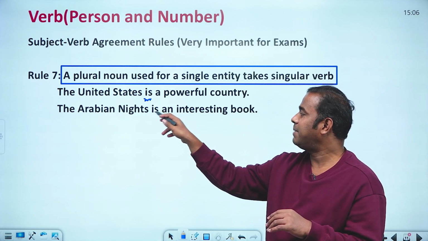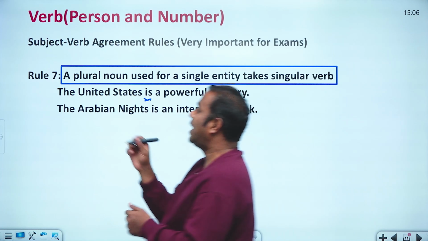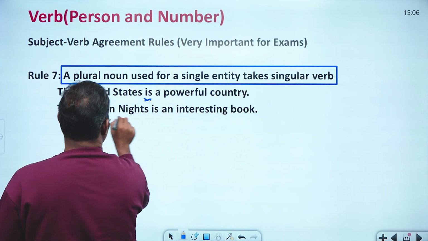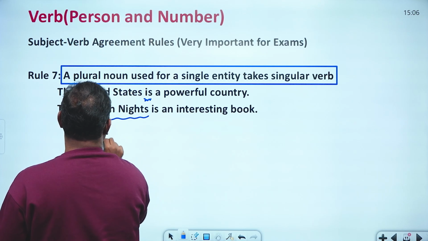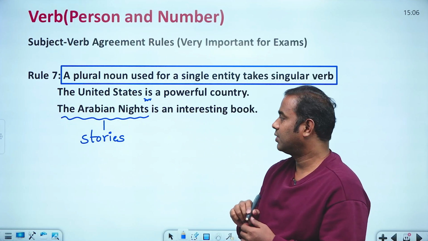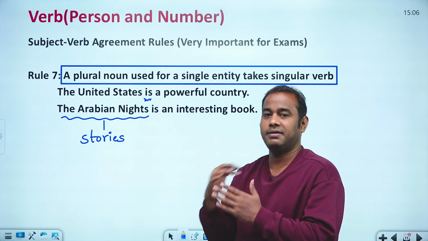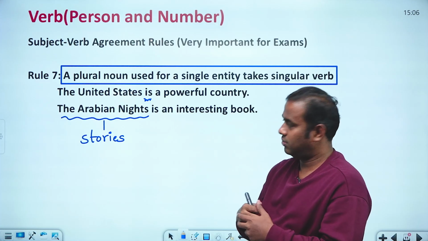Likewise, Arabian Nights. Arabian Nights is an interesting book. What do you mean by Arabian Nights? Arabian Nights is basically a collection of a lot of stories. It's not a single story. It's a collection of all the stories. One story is linked with another story like this. Like Panchatantra, here also it's the same thing.